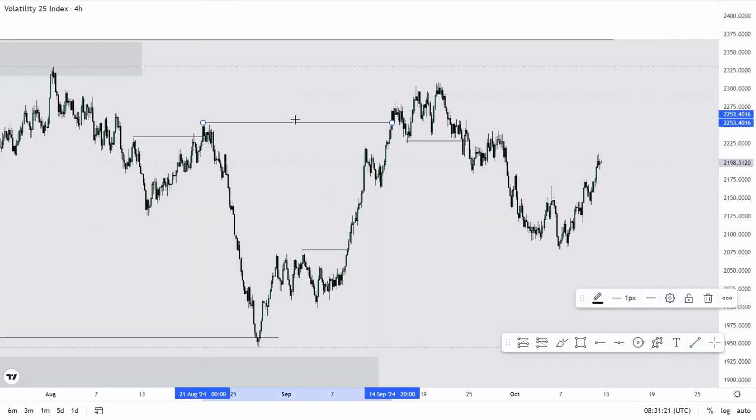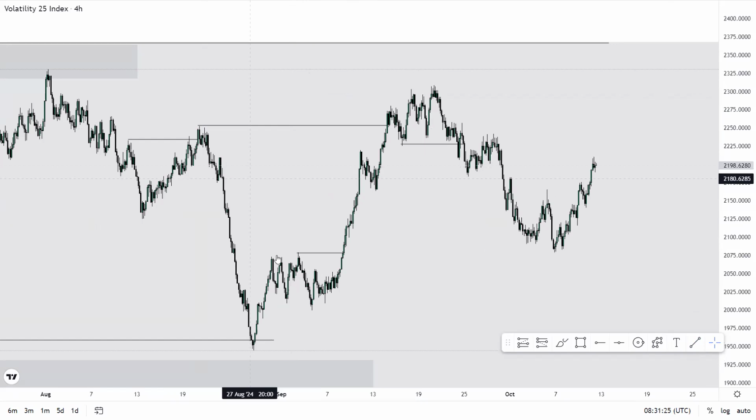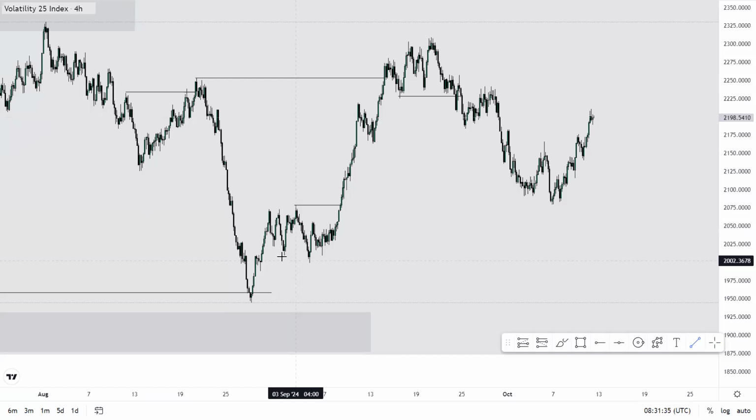Now, after taking this major, the internal structure we're going to be marking out is obviously this high. And you can see that we had a sweep of this low. Market swept this previous low.